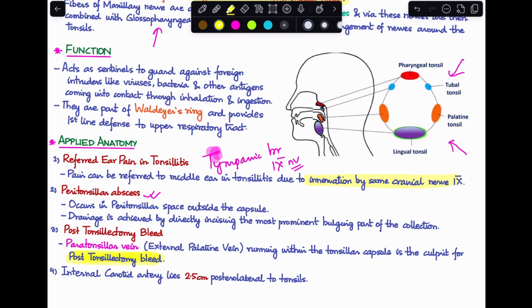And lastly, another important feature that we should know is the internal carotid artery. It lies 2.5 centimeters posterolateral to the tonsils. So that's about our applied anatomy. And that finishes our discussion on the anatomy of the tonsil.